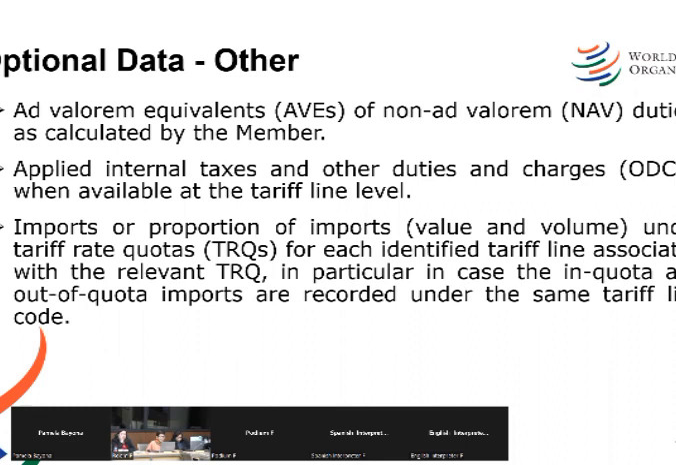Other optional data are imports, or the proportion of imports, under tariff rate quotas for each identified tariff line associated with a relevant TRQ. And this is especially important when the in-quota and out-of-quota imports are recorded under the same tariff line code.